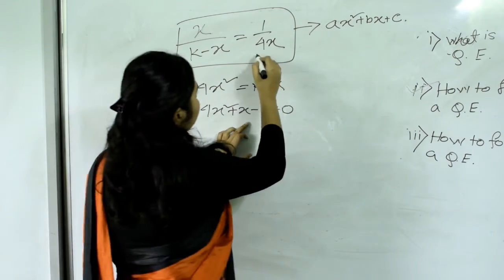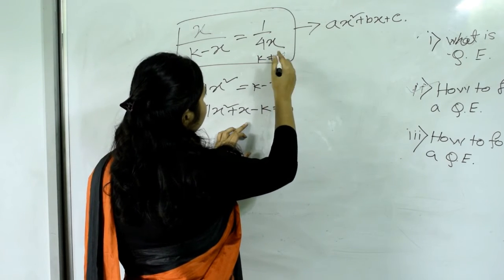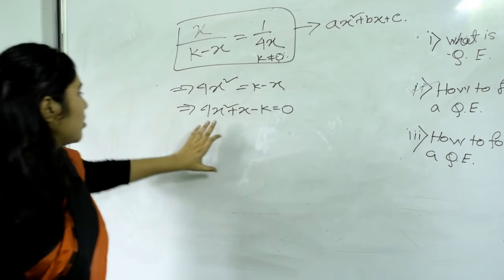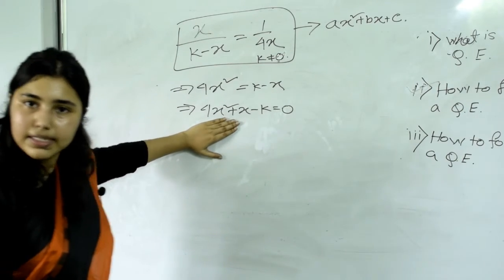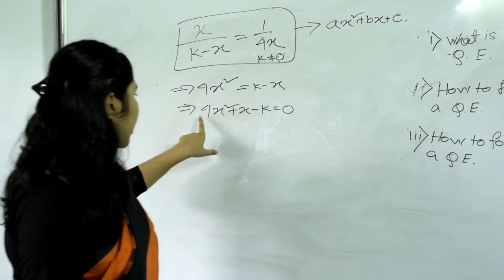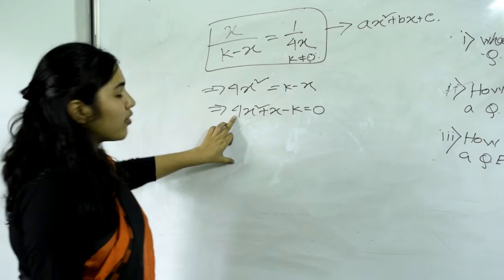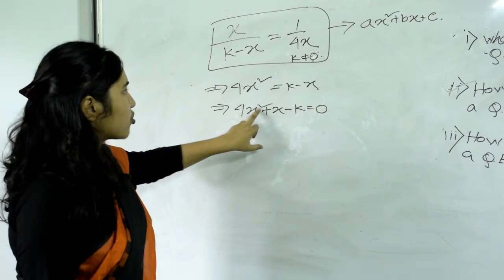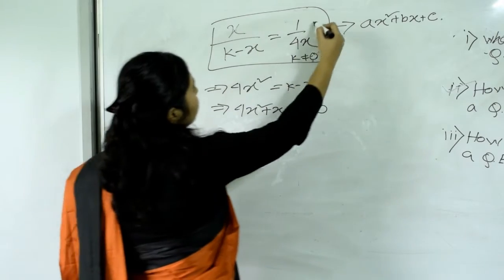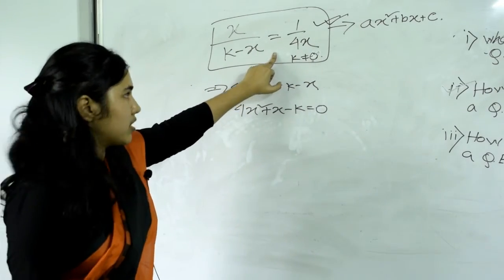Here given k is not equal to 0. Okay, so look at this expression. Here the variable is x and the coefficients are 4, 1 and minus k. And k is not equal to 0 and 4 is also not equal to 0 and the highest power of x is 2. That means this equation is a quadratic equation.